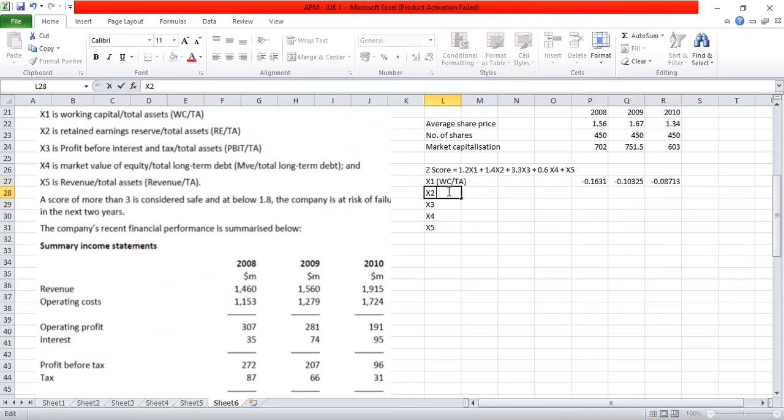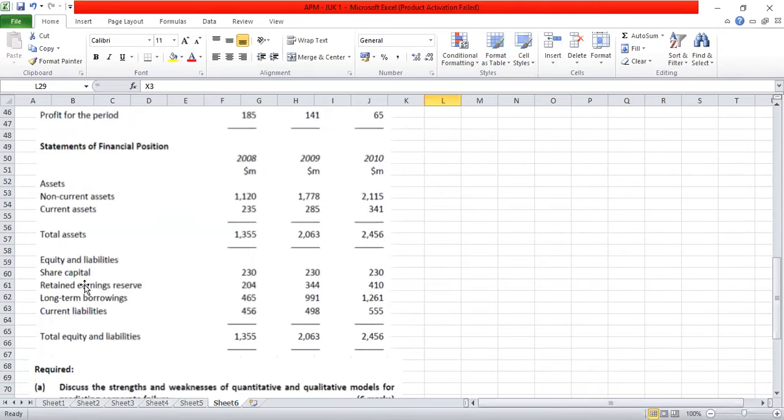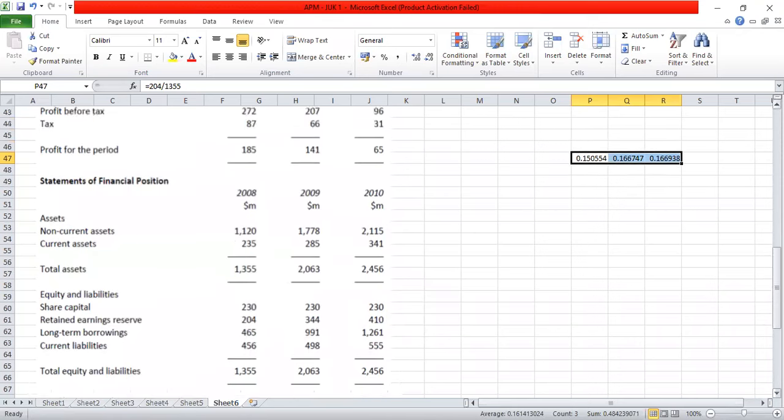Now what is X2? X2 is retained earnings divided by total assets. So what are retained earnings in the statement of financial position? Retained earnings and reserves are given, and we have the total assets. So let's quickly do that. Retained earnings are 204 divided by 1355. Then we have 344 divided by 2063. Then we have 410 divided by 2456. So the variable X2 also is calculated.